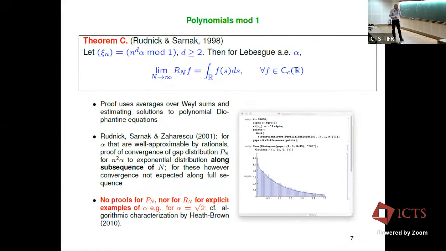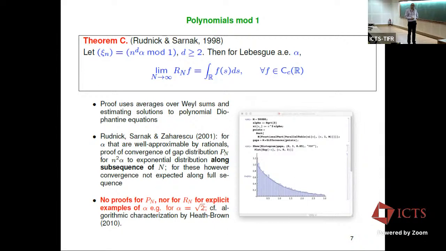We don't know what's happening for the gap distribution. There's again a very beautiful paper by Rudnick, Sarnak, and Zaharescu in Inventiones, where they show convergence along subsequences to the correct answer. Unfortunately, that's for well-approximable alpha, whereas you don't expect convergence along the full sequence for well-approximable alpha. We expect Diophantine conditions, so badly approximable, for instance, or at least not well-approximable. Anything with a Diophantine type kappa less than 3 should work, according to their conjecture. So no proofs, even for the 2-point function for a specific alpha.